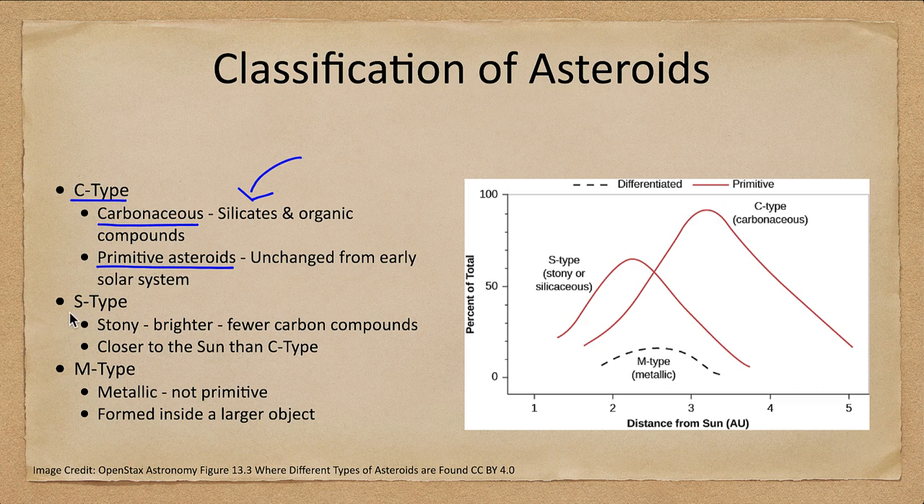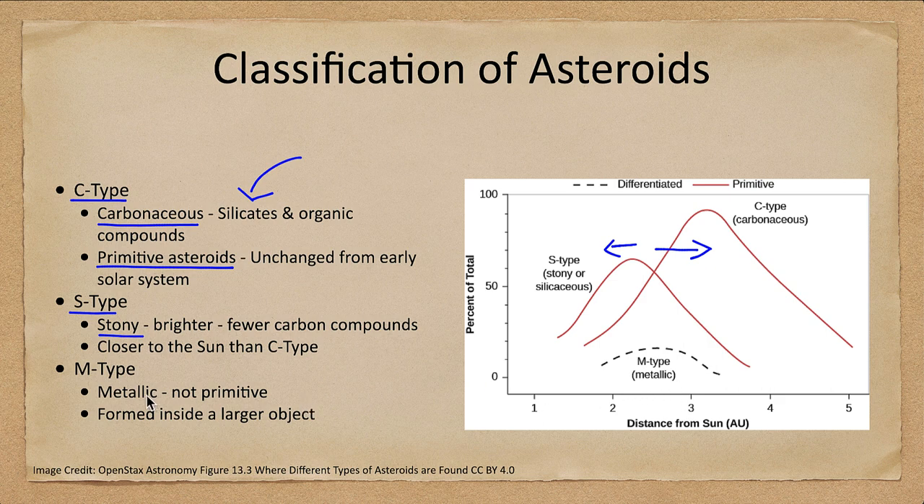We also have the S type that are present, and these are stony. These have fewer carbon compounds and are just stony. Now, if you look at them, you note that the carbonaceous ones tend to be further away from the sun, and the stony ones on average tend to be closer. So there is an interesting distribution there as well.